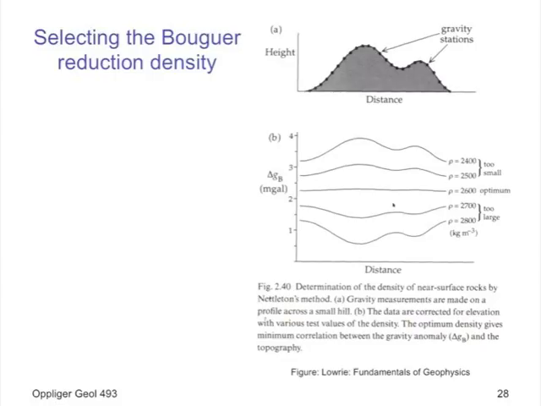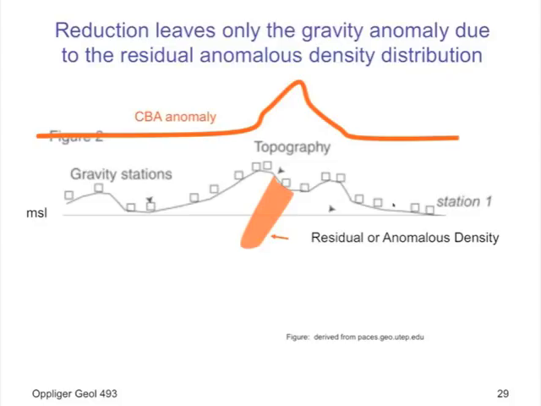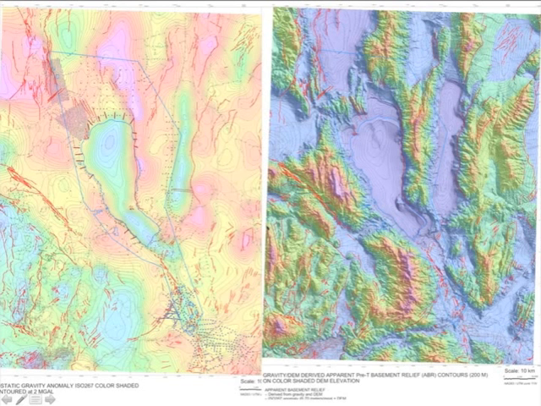Okay, so with the Nettleton method, we can actually make a bulk density estimate. What we get is, we remove the effect of the topography, we remove the effect of terrain, we remove the elevation above the datum, and we see the residual gravity anomaly that's due to the residual anomalous density distribution. Okay, so now we have a gravity anomaly, and we can start thinking about how to interpret or model that in terms of an anomalous density.